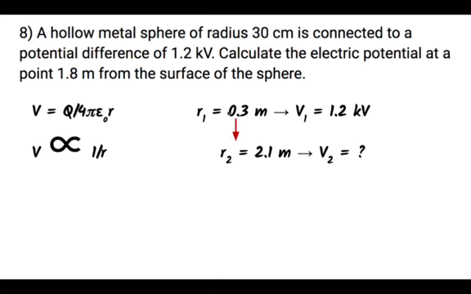So in order to do this, we would say that the radial distance has increased by a factor of 7, and because these two quantities are inversely proportional, we would say that the electric potential would decrease by a factor of 7. So that would be, to get from V1 to V2, we would just divide by 7, and then the answer would simply be 1.2 kilovolts divided by 7, and that should produce exactly the same answer.